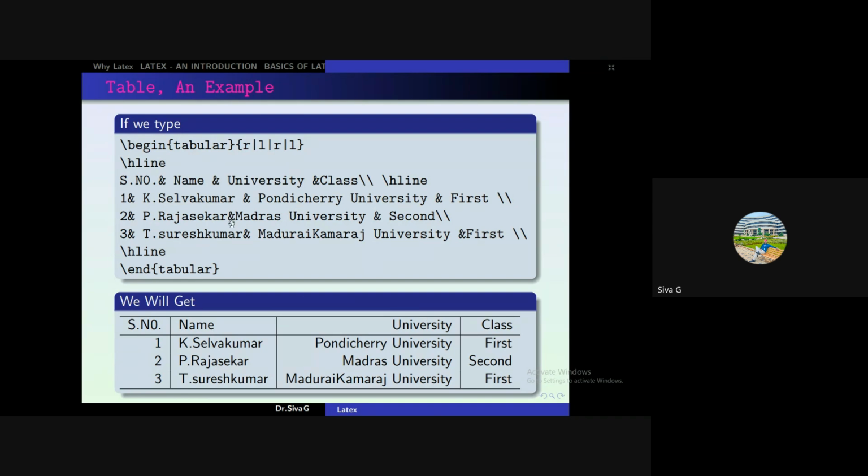Each and every line is separated by the backslash-backslash, which is nothing but a new line. H line is nothing but a horizontal line. So here I have given the first horizontal line. For the next, I did not mention any horizontal line. That's why we are not getting any horizontal lines here.